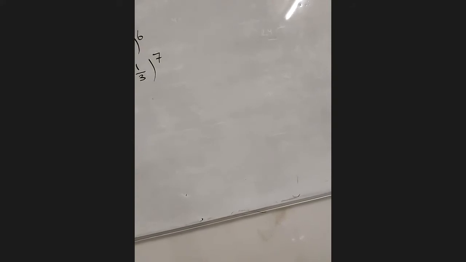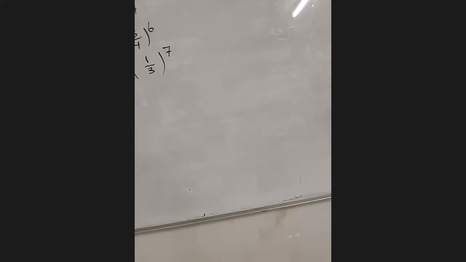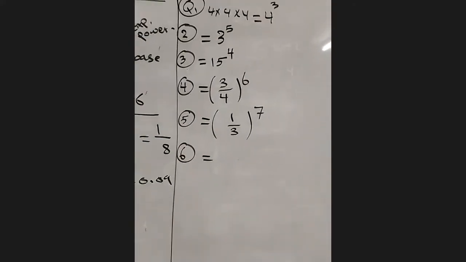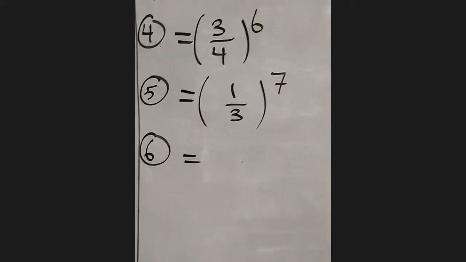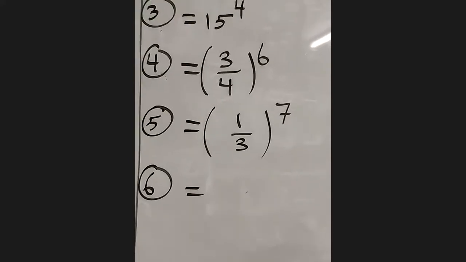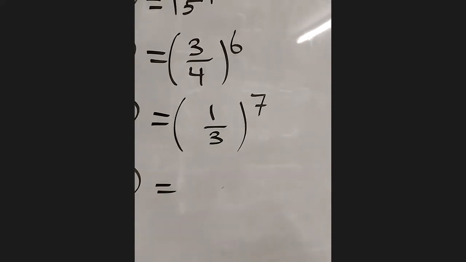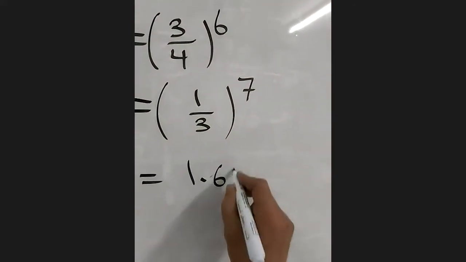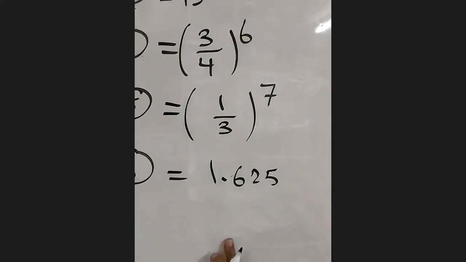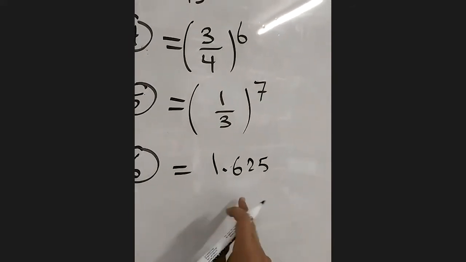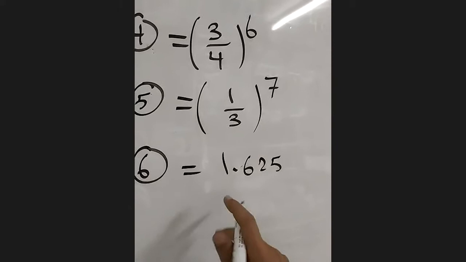1.625 multiplied by 1.625 equals 1.625 to the power of 2. Mumtaz, because we multiplied it 2 times, so it's power 2.